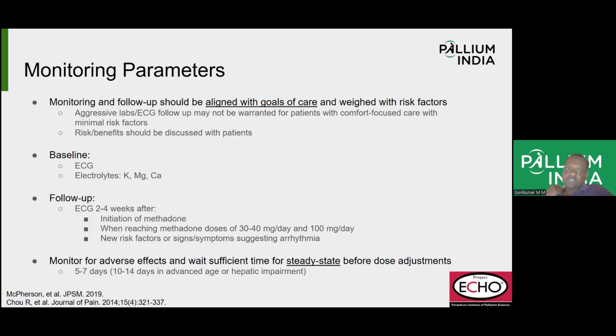Hypocalcemia, hypomagnesemia, and hypokalemia, all this can lead to increased QT interval, which can lead to torsades de pointes, ventricular fibrillation, and death. That's the importance of checking calcium, potassium, and magnesium. Then after baseline ECG, you can do an ECG after 2 to 4 weeks. Then once the dose reaches 30 to 40 milligram, again you can do an ECG. And when the dose reaches 100 milligram, you do another ECG. Okay, this is how you have to monitor the patient.